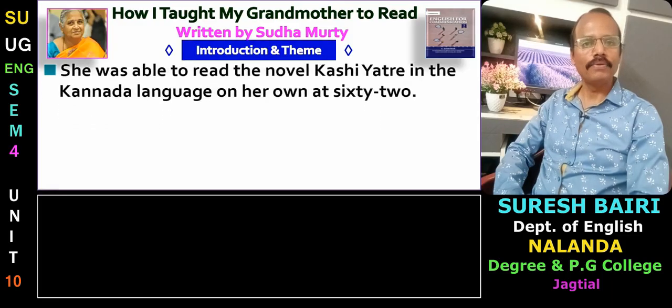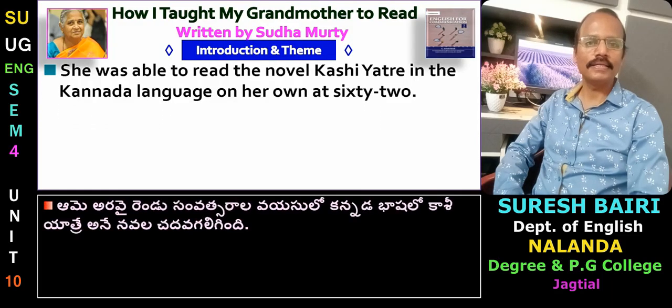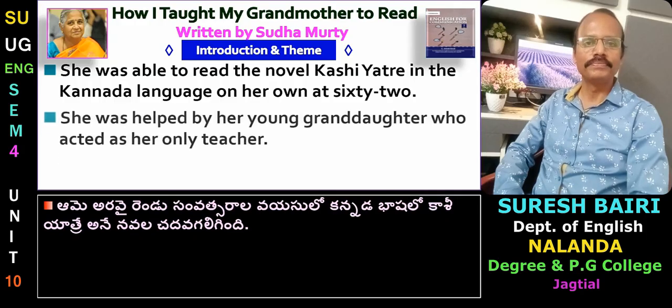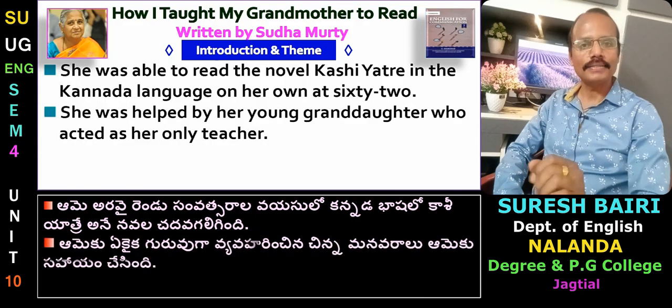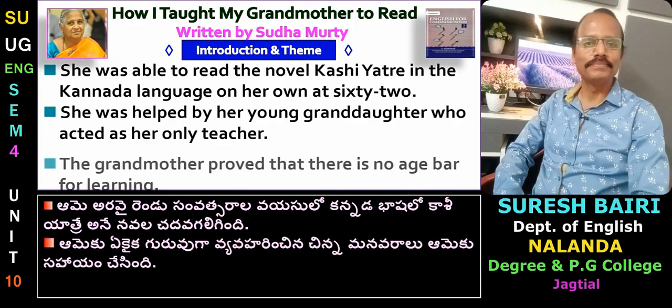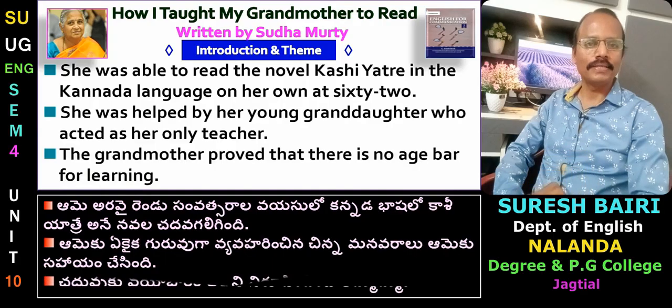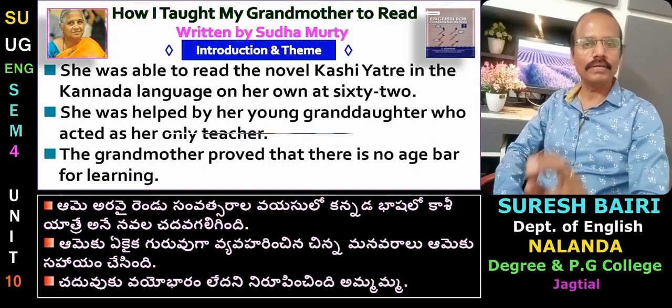She was able to read the novel Kashi Yatre in the Kannada language on her own at 62. She was helped by her young granddaughter who acted as her only teacher. The grandmother proved that there is no age bar for learning.